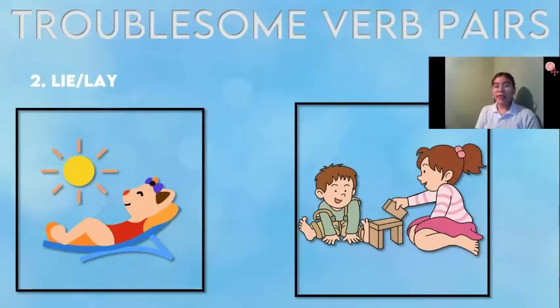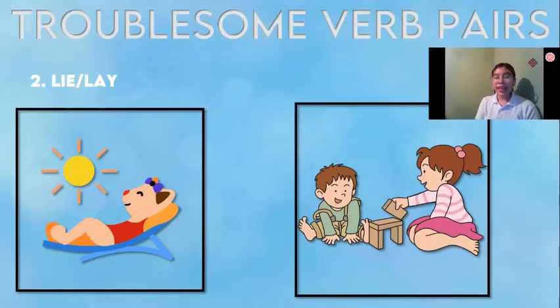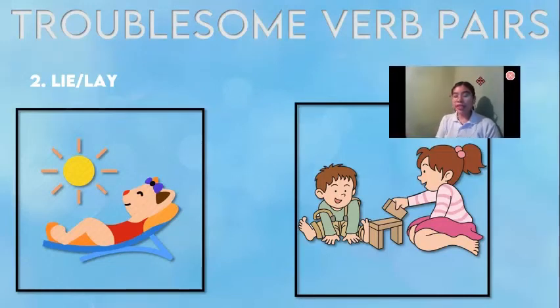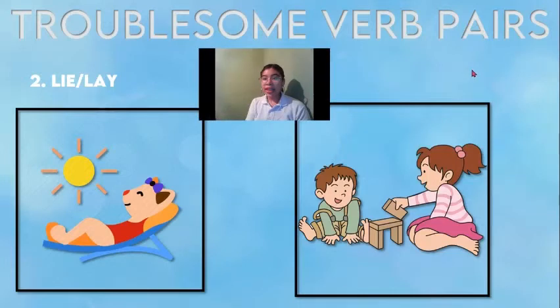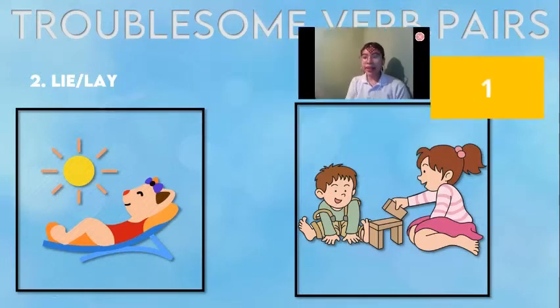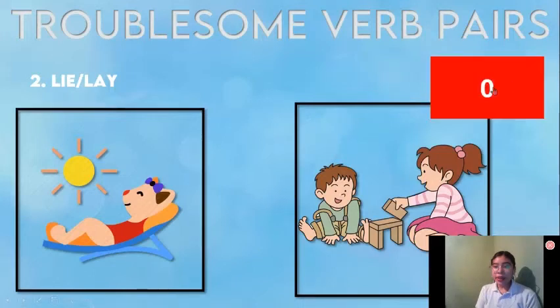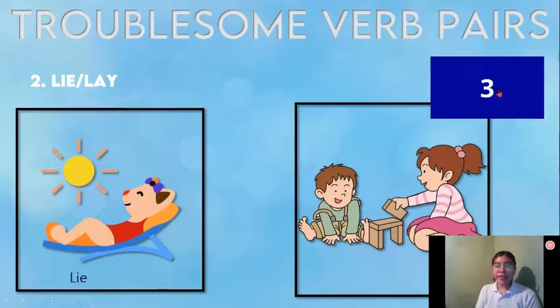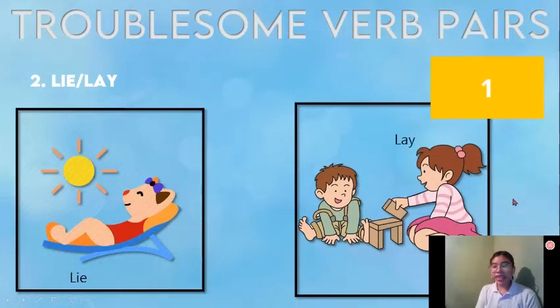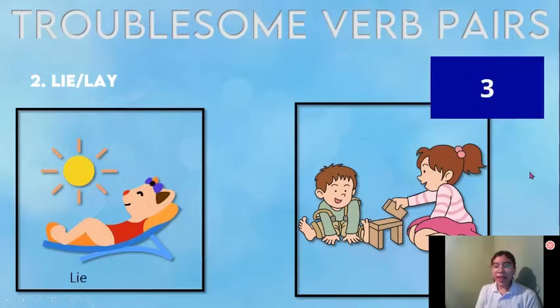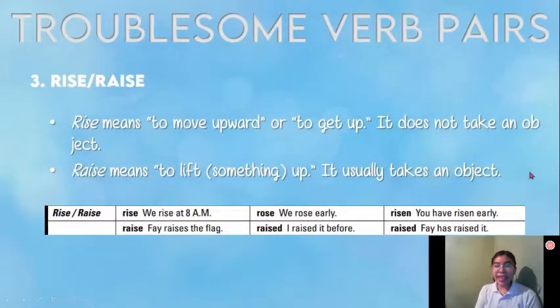So we have here the verbs lie and lay, and let's check out which one is which. Let's click here. We have 3 seconds. 3, 2, 1, and this one is lie and this one is lay. Alright, so let's go to the next slide.